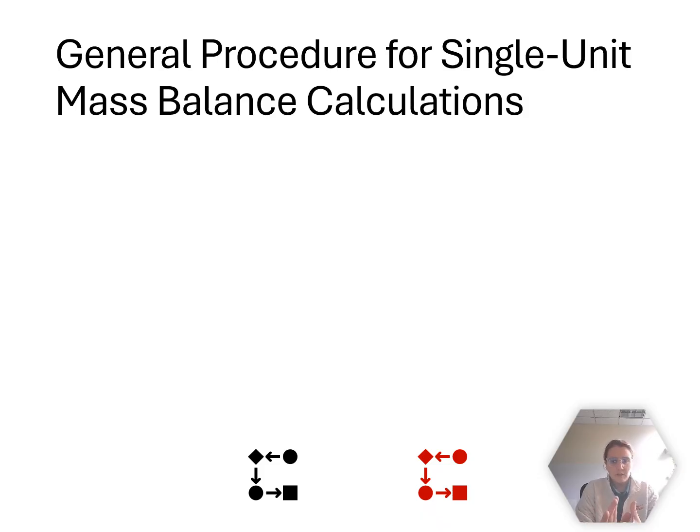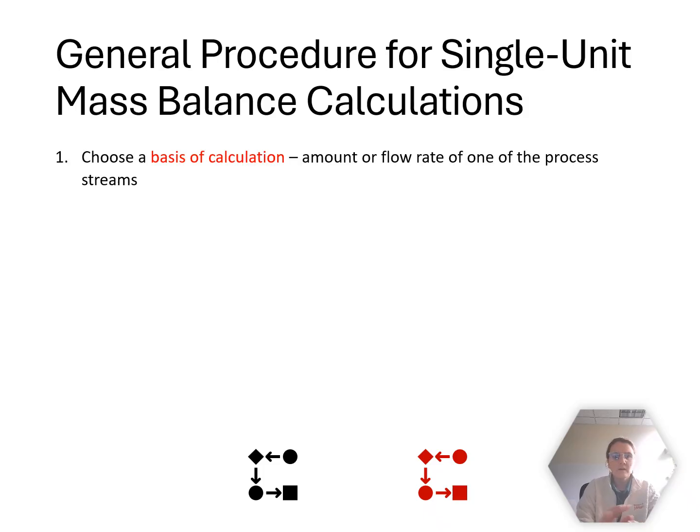So with all of that information that was just provided to you with those examples and how to do degree of freedom analysis, the last thing that we want to think about is what is our general procedure for how to solve a single unit mass balance. First, we need to choose the basis of calculation, which is the amount or flow of one of the process streams. So what are we basing all of our calculations on? Is it the fact that there's 100 moles coming into stream 1, or is it the fact that there's 1,000 mass per time into the second unit, or something like that? And we'll talk about how to pick this in class.